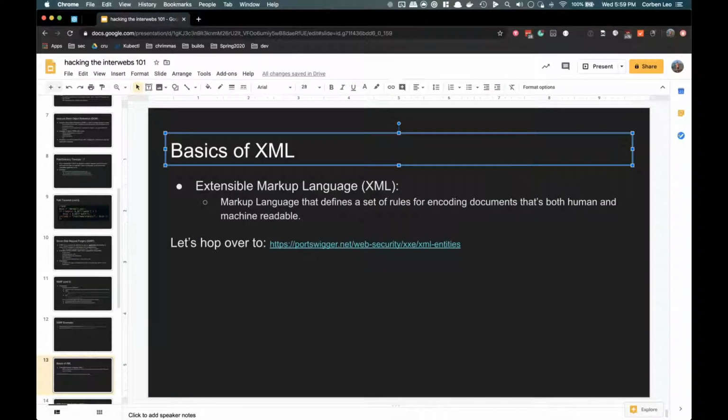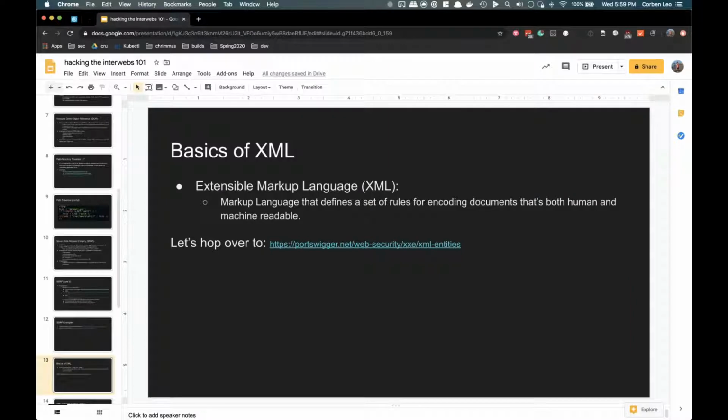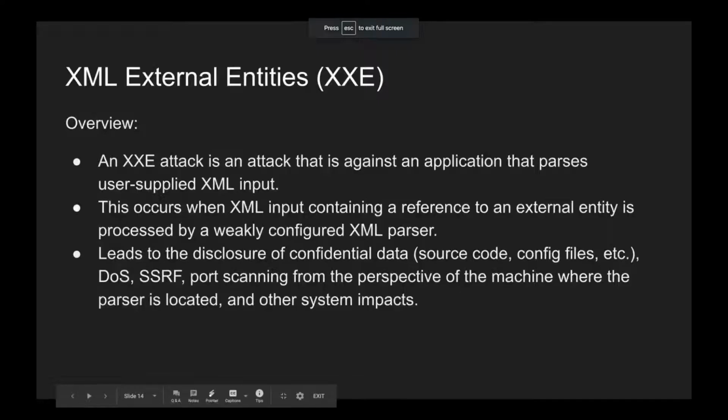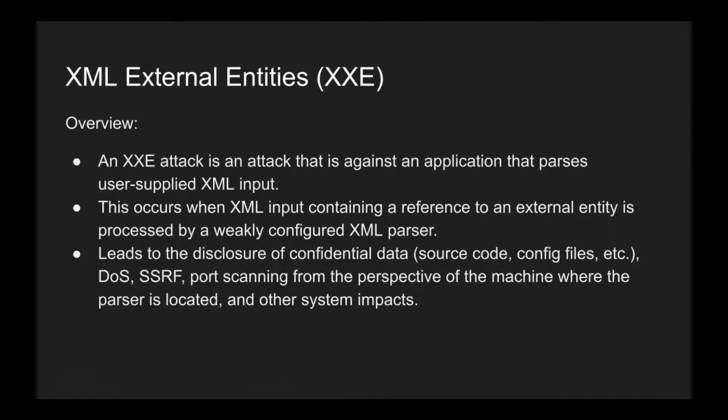I don't think I explained that great, but it's kind of hard to explain. So an XXE attack is an attack against an application that parses user-supplied XML input. This occurs when XML input containing a reference to an external entity is processed by a weakly configured XML parser. This leads to disclosure of confidential data, usually source code, configuration files, or any local server file. A denial of service is usually done by the billion laughs attack.